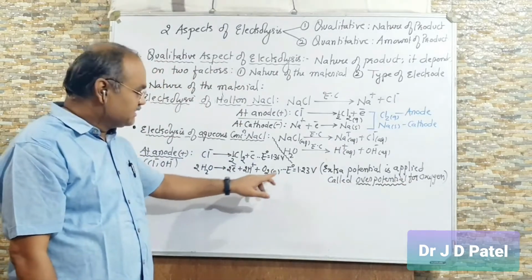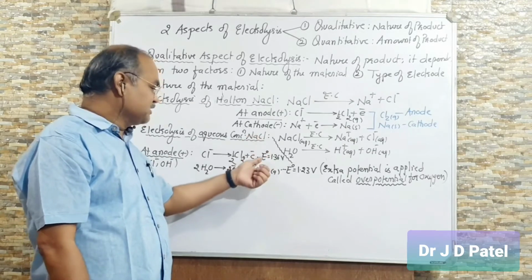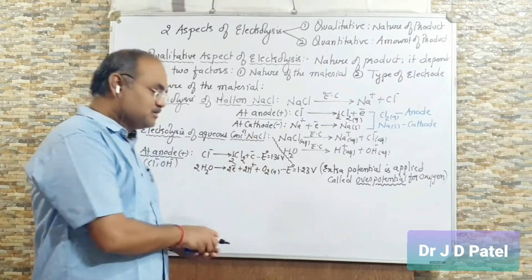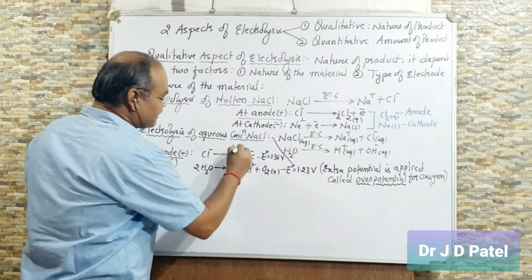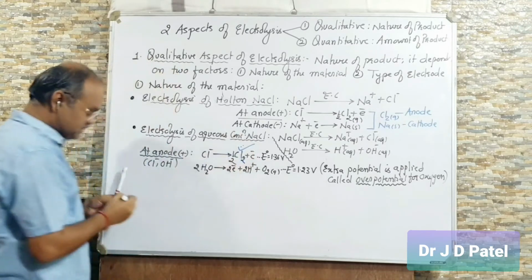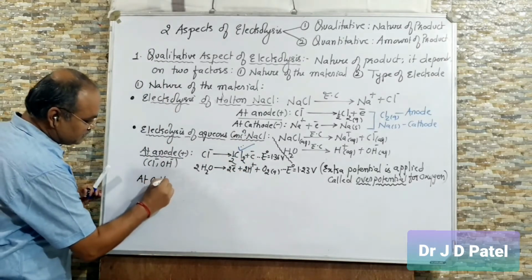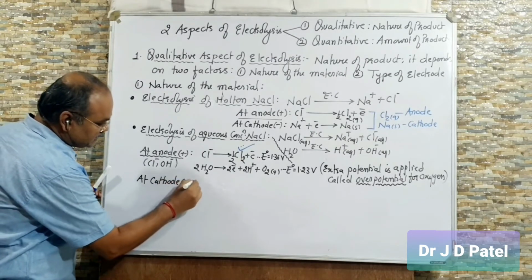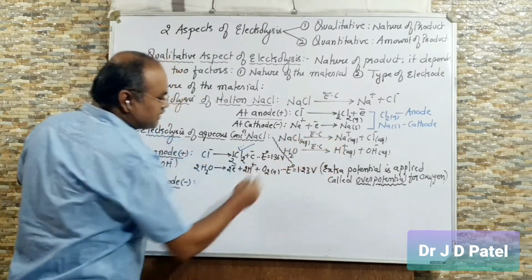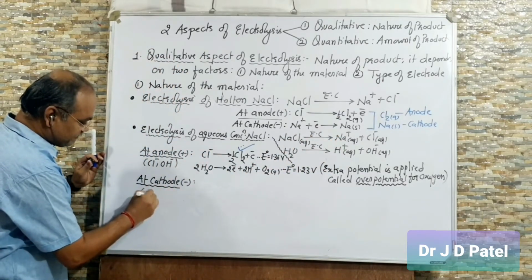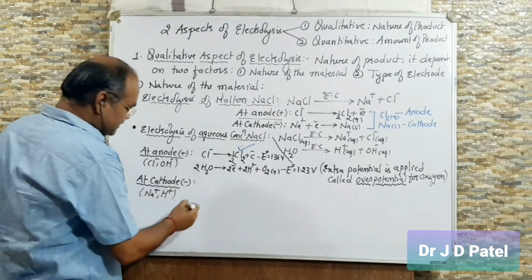If over potential is there, then this potential will increase and this will decrease. So due to decrease in potential, this chlorine will undergo oxidation. So our product obtained is Cl2 gas. In this case, our product obtained is Cl2 gas. Let us see at cathode. Cathode is negative. Again here there are two possibilities, Na plus and H plus.